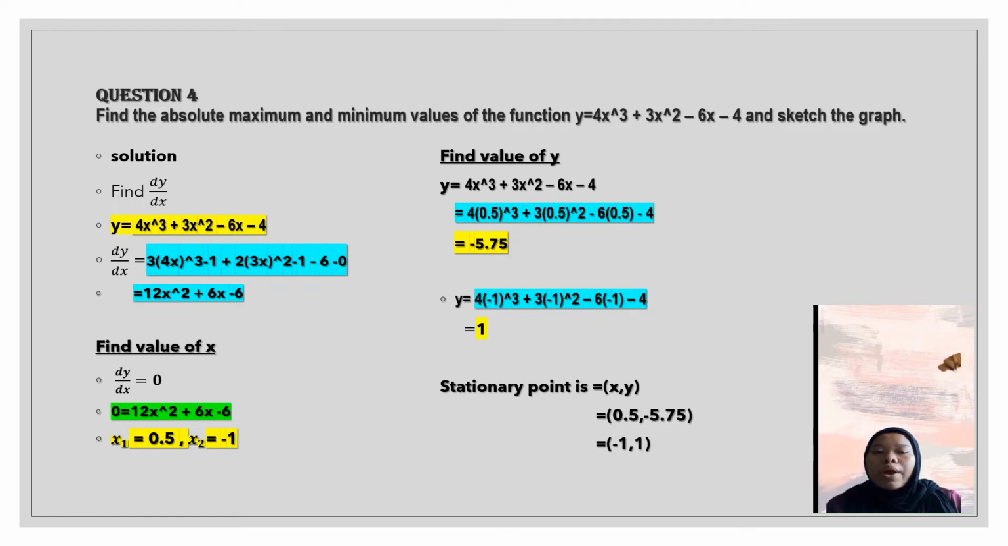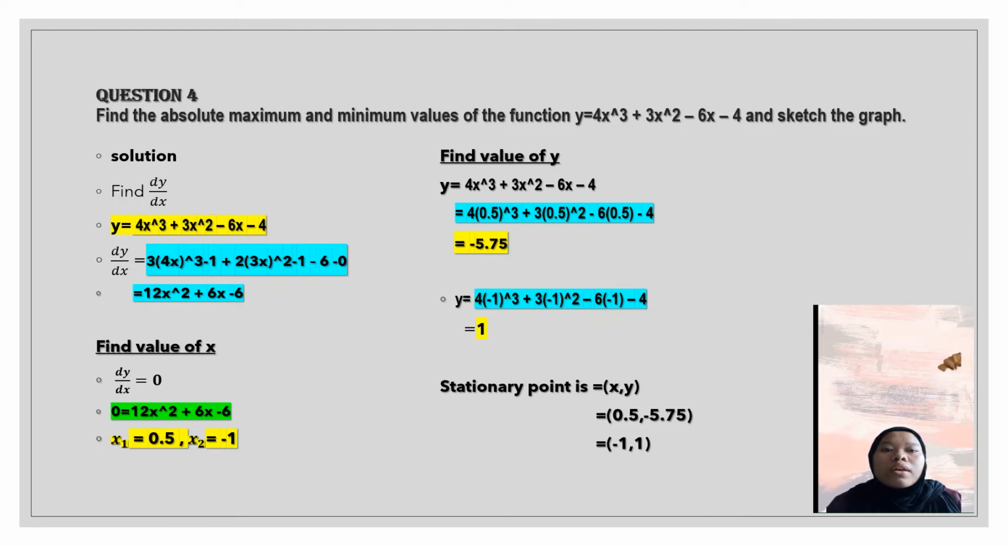So today I want to show you how to calculate the absolute maximum and minimum of a function. Firstly, this question is about y equals 4x^3 plus 3x^2 minus 6x minus 4. So the solution is to find dy/dx. We differentiate with respect to x, and we must show the equation of dy/dx.